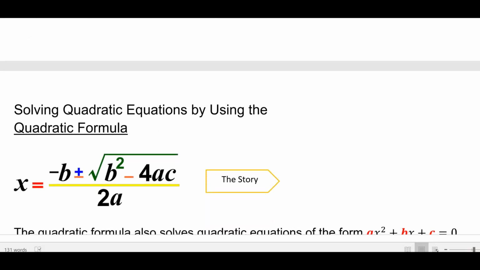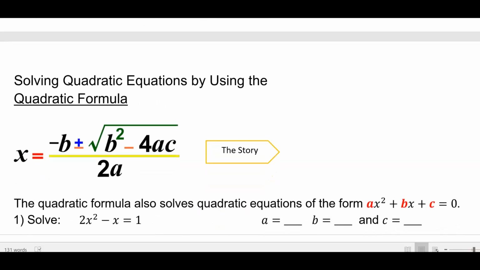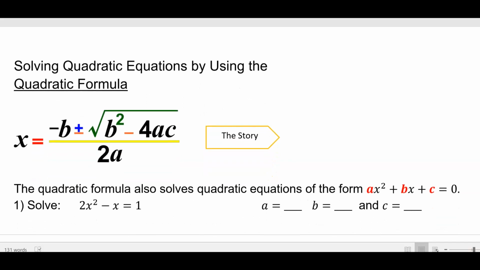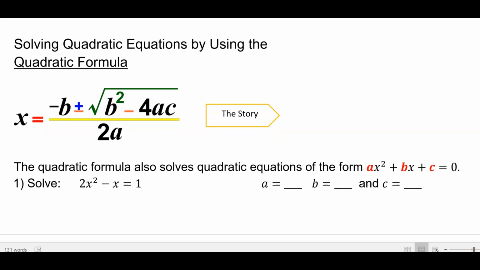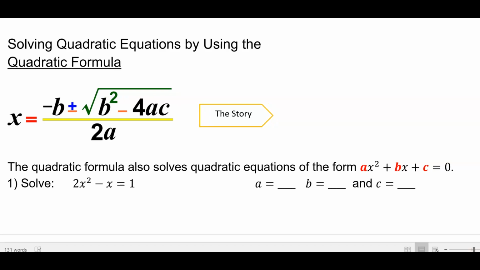Now let's talk about solving quadratic equations by using the quadratic formula. This is the quadratic formula to your left. It is x equals negative b plus or minus the square root of b squared minus 4ac all over 2a. And the story goes a little like this. If you want a quirky way to remember it, there once was a negative boy.